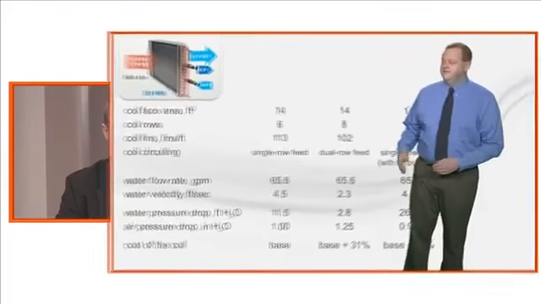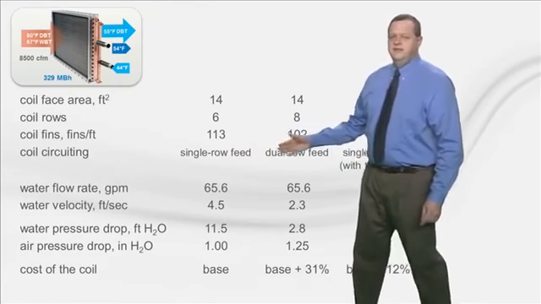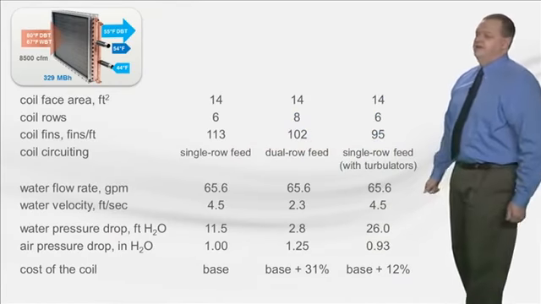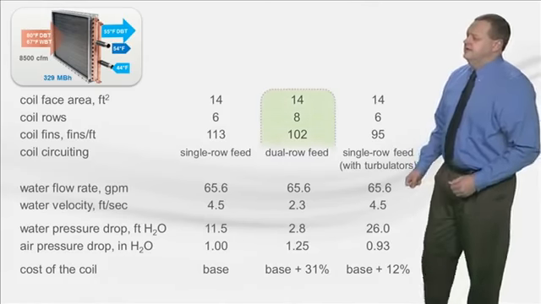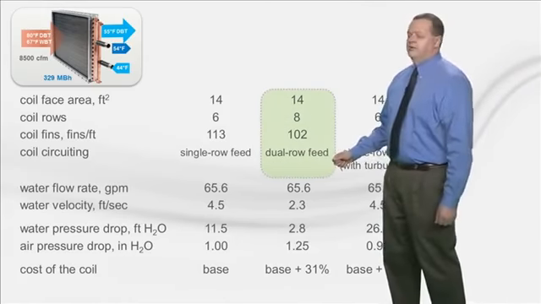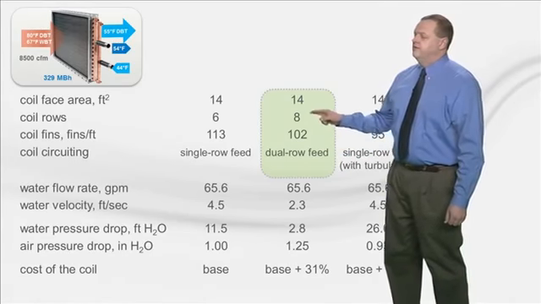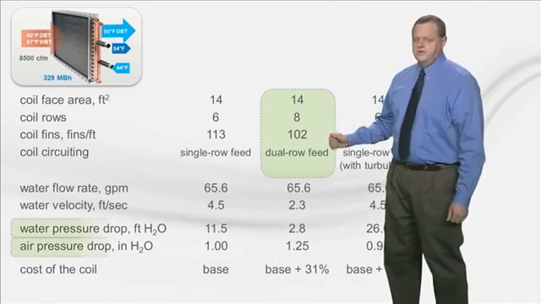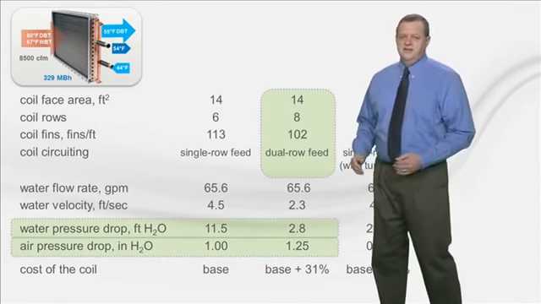We'll keep the same coil size, but see what happens when we try to minimize either air or water pressure drop. This first column is the size 14 selection we saw earlier. Keeping the same size coil, we looked at various configurations to see how air and water pressure drop are affected. The center column is an attempt to reduce water pressure drop. Here we change to a dual feed circuiting with 8 rows and 102 fins per foot. You can see that the water pressure drop is much lower, but at the cost of a higher air pressure drop.